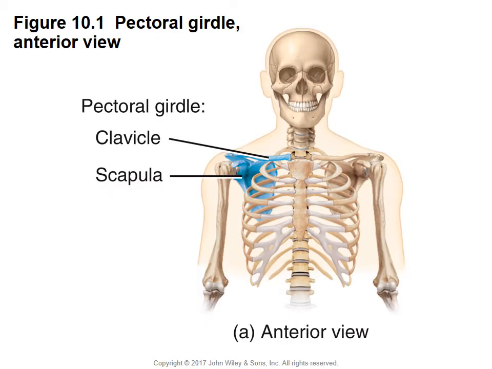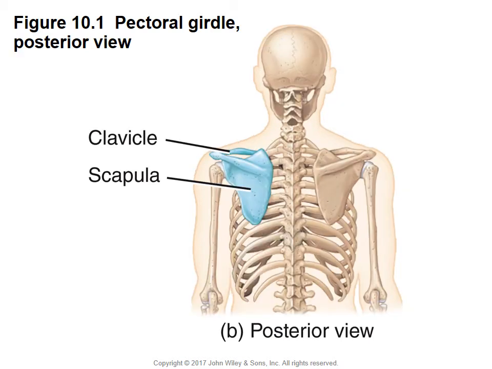Here's a little bit better view of the pectoral girdle, anterior view, and then you have the clavicle and the scapula. Posterior view showing the scapula.